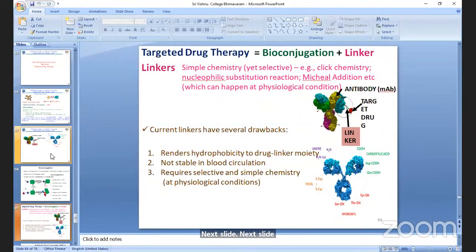If you do this, there are some drawbacks. What are the drawbacks? It renders hydrophobicity to the drug linker moiety, and it is not stable in blood circulation. It should be stable, but sometimes it is not. Not only that, it requires selective and simple chemistry. If you choose a bigger or more complex molecule, sometimes it may not work at physiological conditions. So these are the simple drawbacks.